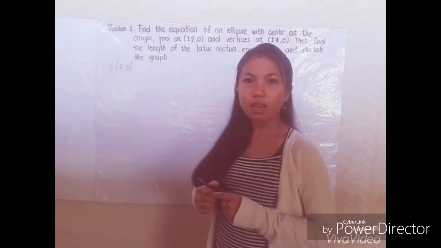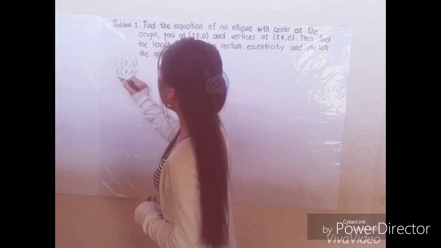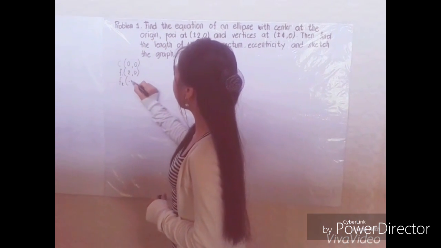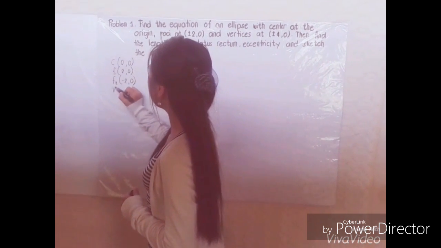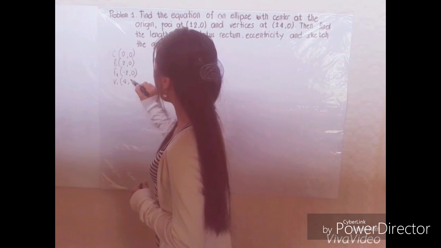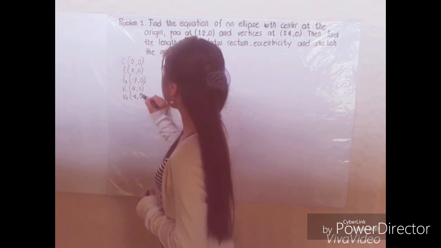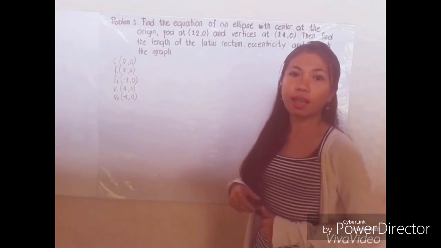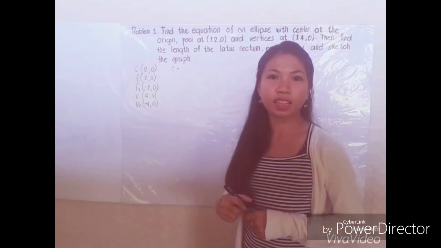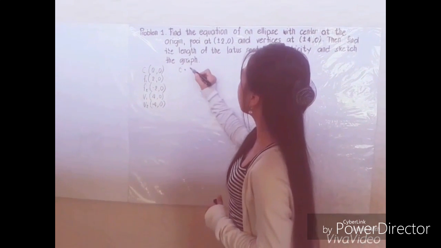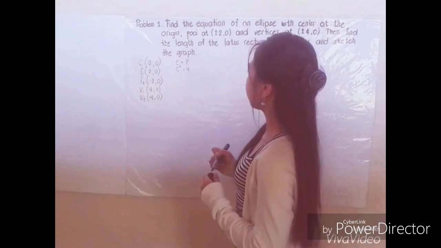We have also our foci, where focus 1 is (2, 0) and focus 2 is (negative 2, 0). We have also our vertices, where vertex 1 is (4, 0) and vertex 2 is (negative 4, 0). We have to find the value of c, where c is the distance from the center to each focus. So our c here is 2. Squaring this, we have 4.